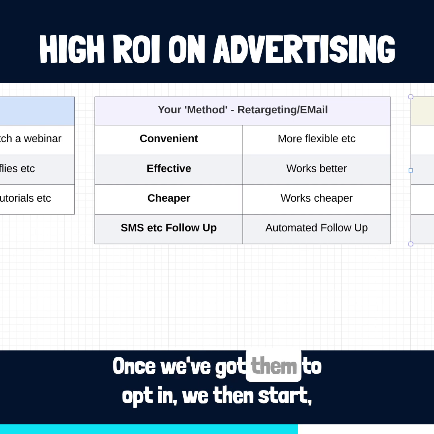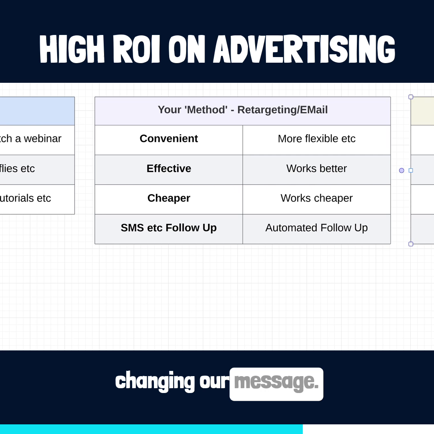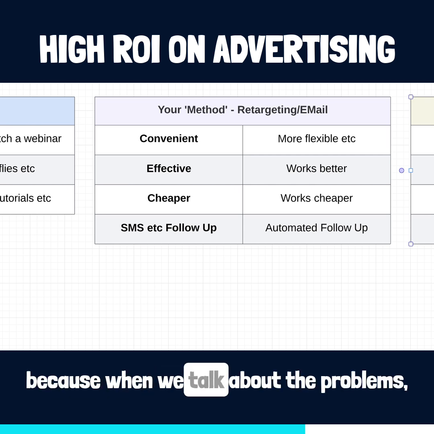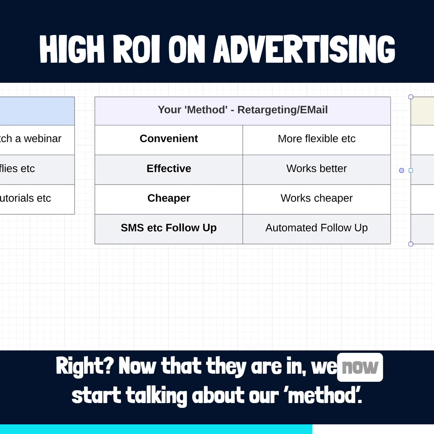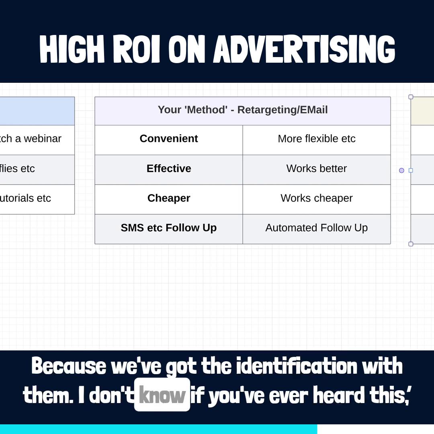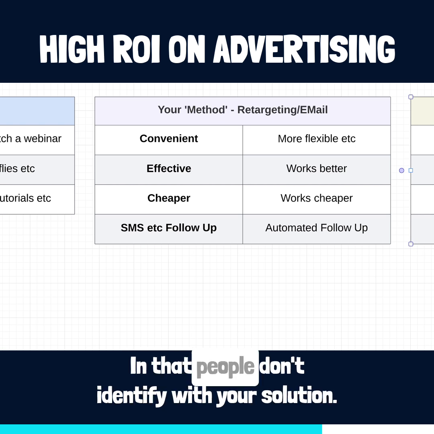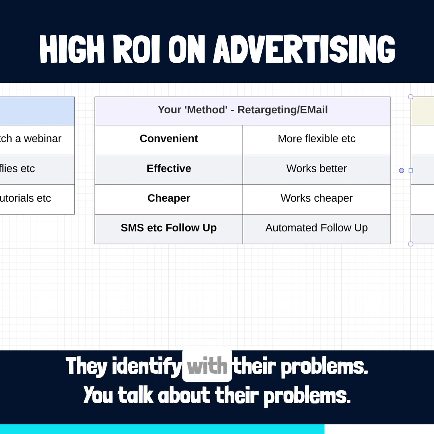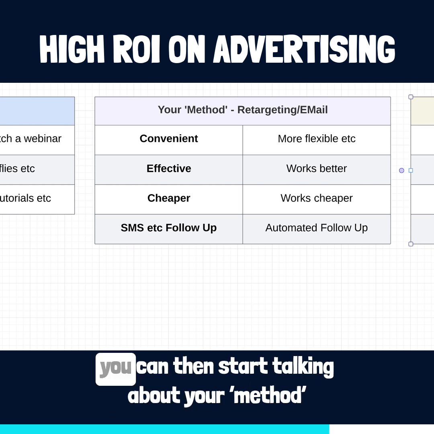Once we've got them to opt in, we then actually start selling it. We change our message, because when we talk about the problems, first of all, that's to get the person in. Right, now that they're in, we now start talking about our method, because we've got the identification with them. I don't know if you've ever heard this, you sell the problem, not the solution, in that people don't identify with your solution, they identify with their problems. So you talk about their problems. Once you've actually got them past that, though, you can then start talking about your method.